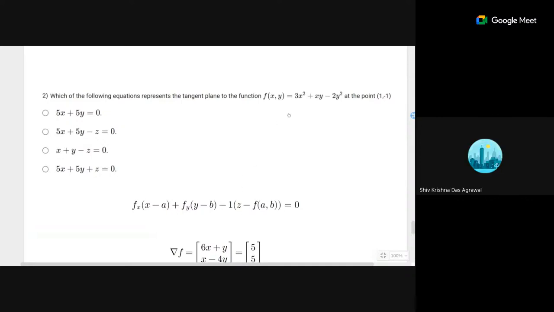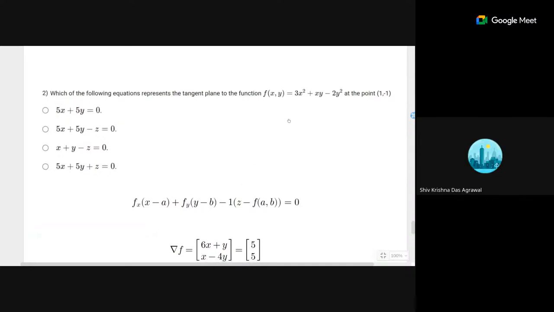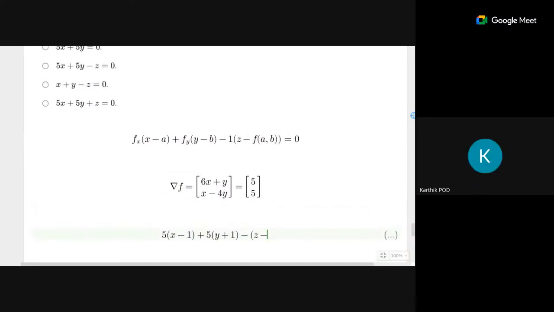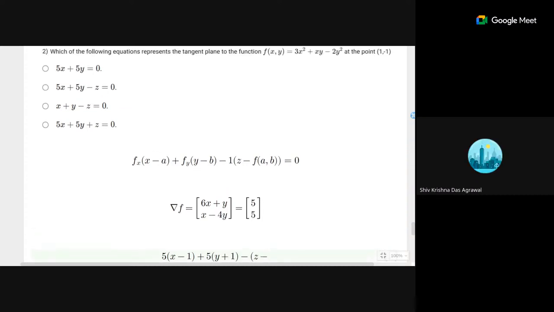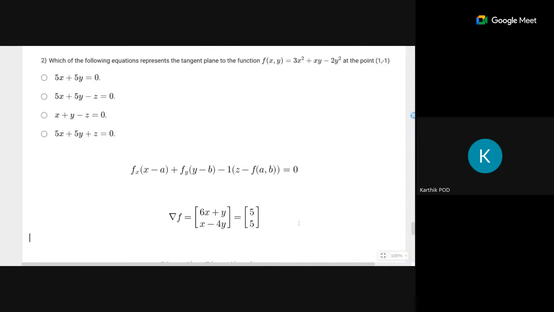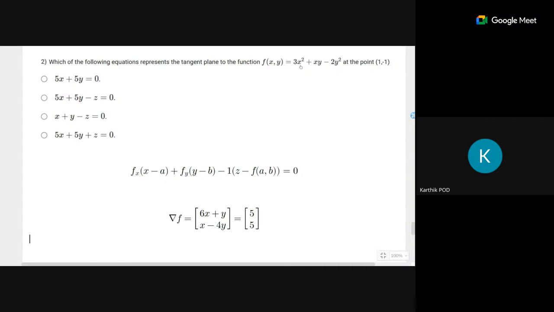Again, sir, so we needed this partial derivative or that directional derivative? Fx, just partial. Partial, yeah. So the gradient one only, no multiplying with that. Yeah, no direction, no need to take the dot product. Okay, f(a, b) is what? 1, 3, 3 minus 1, 2 minus 2 minus 1, is it?